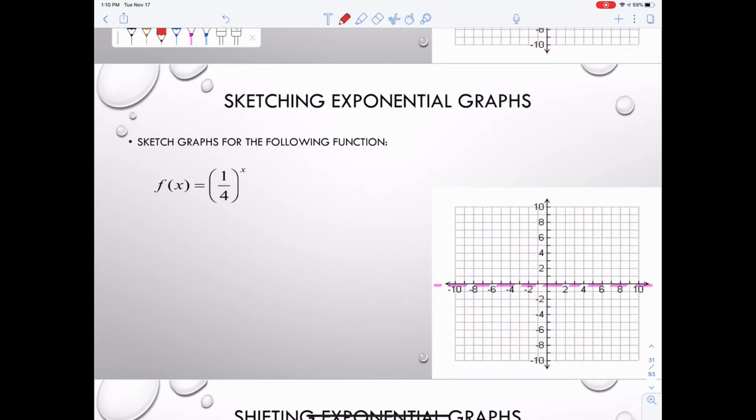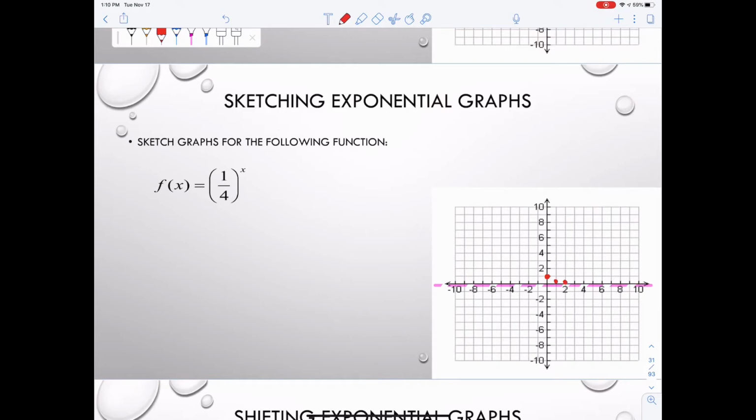And then we have 1/4 to the x. So again, I'm starting with the reference point of 0, 1. 1/4 to the 0 is still 1. Now, 1/4 to the first power is, well, 1/4. 1/4 to the second power is going to be 1 over 4 squared, or 1/16. Okay? So I'm dividing by 4 each time as I go to the right. As I go to the left, I'm multiplying by 4.